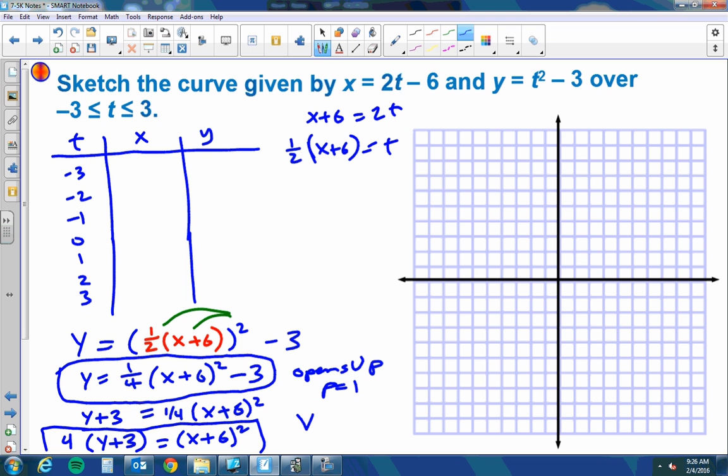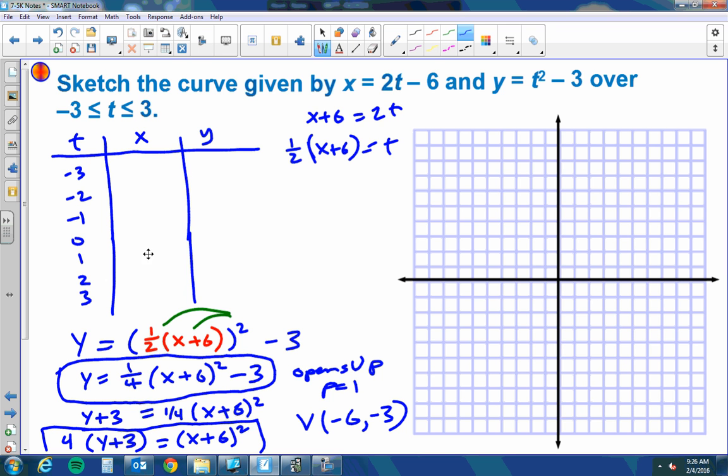And then also the vertex is where? Good, you got yourself. And you should be able to look at either form. The conic section form, you know, -6, -3. The vertex form, it's -6, and then you use the -3 as is, okay?